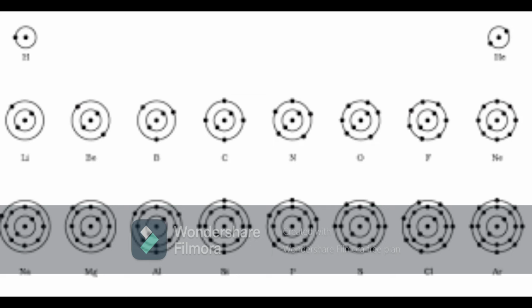Lithium, its atomic number is 3. It has 3 electrons. Beryllium, it has 4 electrons, 2 in the inner shell, 2 in the valency shell. Boron, it has 2 electrons in the inner shell and 3 electrons in the outermost shell. Its valency is 3. Carbon, its atomic number is 6. It has 4 valency electrons and 2 inner electrons.